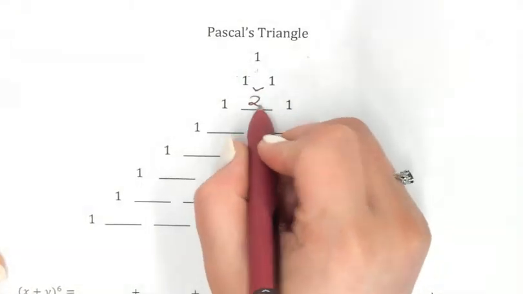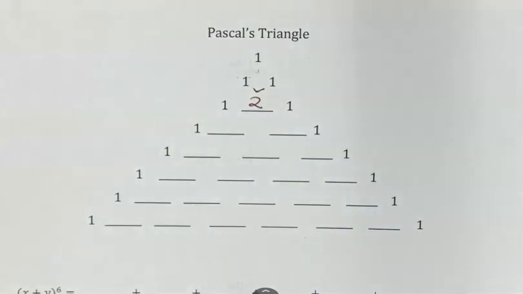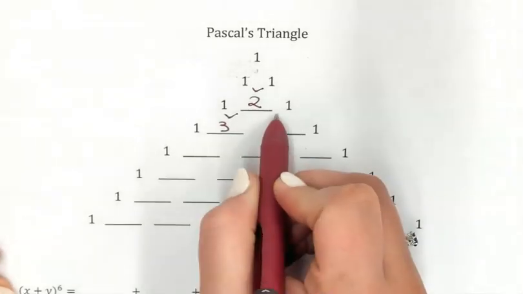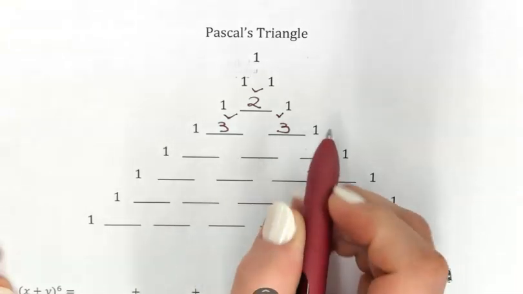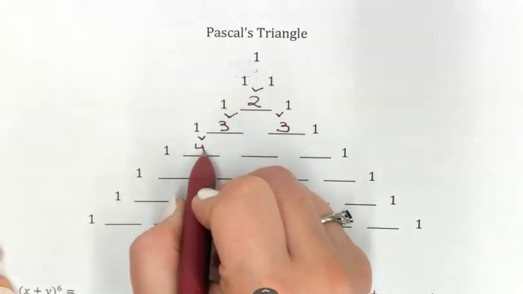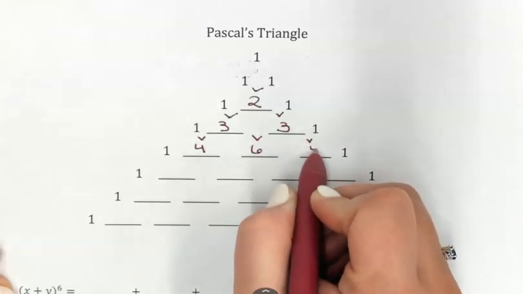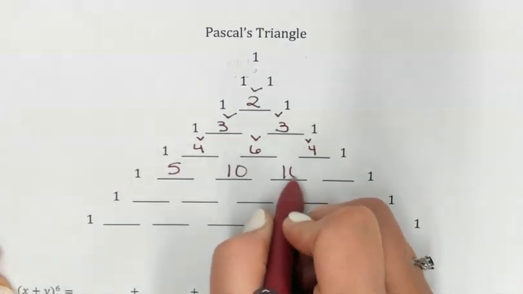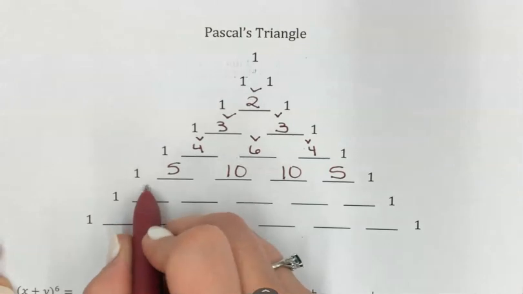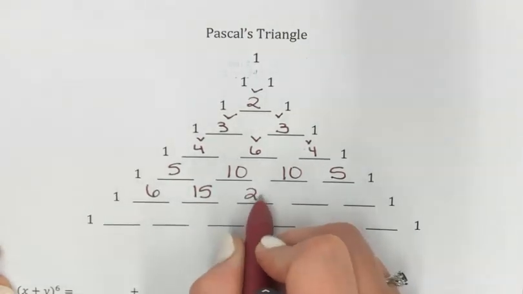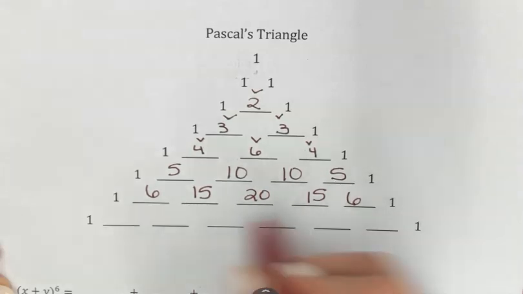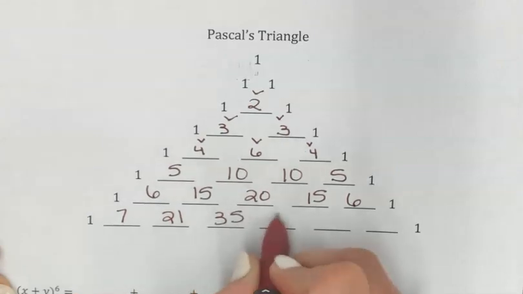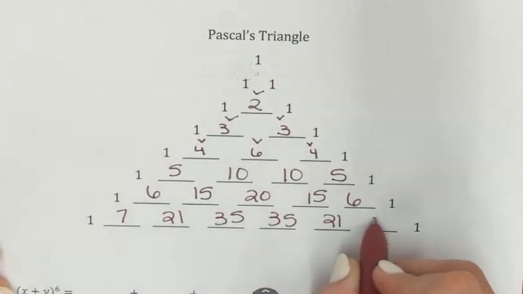Well, 1 plus 1 is 2. So I have now completed that row. For my next row, 1 plus 2 is 3. 1 plus 2 is 3. I've completed that row. On this one, I'm going to have 4, 6, and 4. Then I'm going to have 5, 10, 10, 5, then 6, 15, 20, 15, 6, then 7, 21, 35, 35, 21, 7.